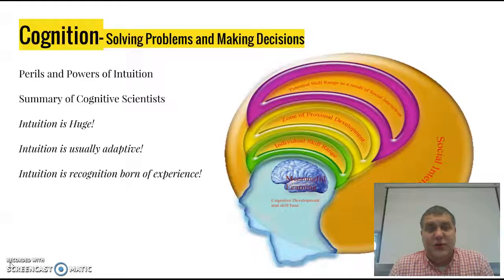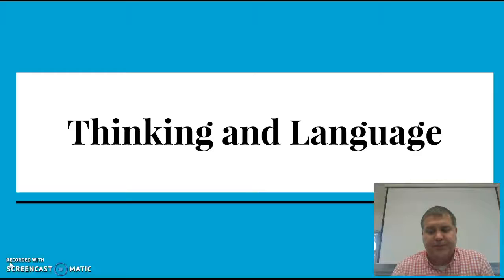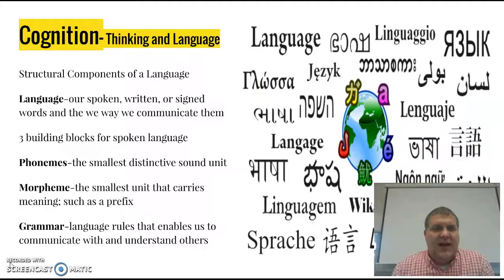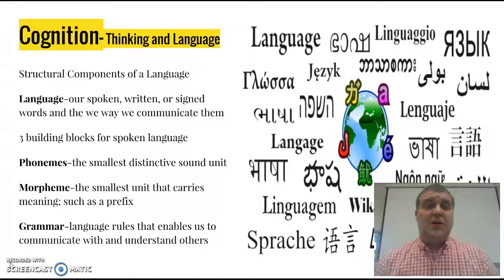Intuition is huge. Intuition is usually adaptive, and intuition is recognition born of experience. Thinking and language. Languages are spoken, written, or signed words and the way we communicate them. There are 3 main building blocks for spoken language. You understand that 90% of communication is quiet communication, but the language is what we speak, what we write, or what we sign.